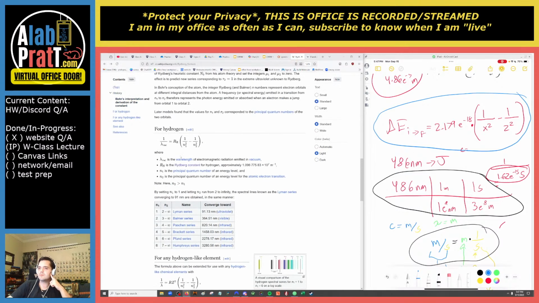That is bonkers. Here N2 must be greater than N1. Here the final energy state, or N2, always has to be, maybe this is my misconception. Yeah, this is my misconception. I didn't realize that this is only for emissions. This note is really important.